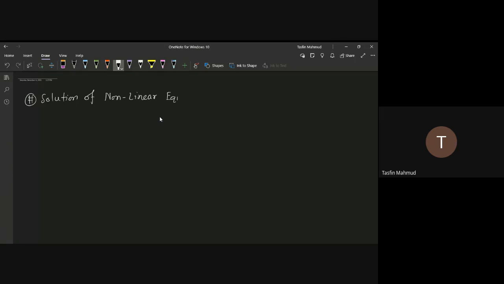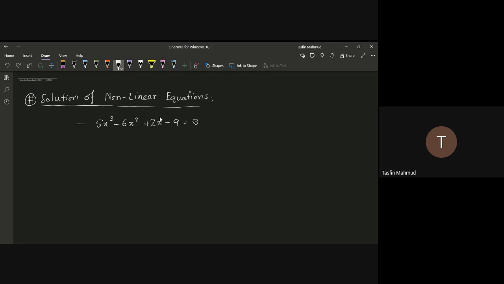So the equation should look like this. Let's assume we will have 5x cubed minus 6x squared plus 2x minus 9 equals 0, and we have to find all the roots. This is a nonlinear equation, because as you can see, the maximum power is 3, right? So we have to find all the roots. As it is a cubic equation, we will have 3 roots. So our target is to find those 3 roots. This is the experiment today.